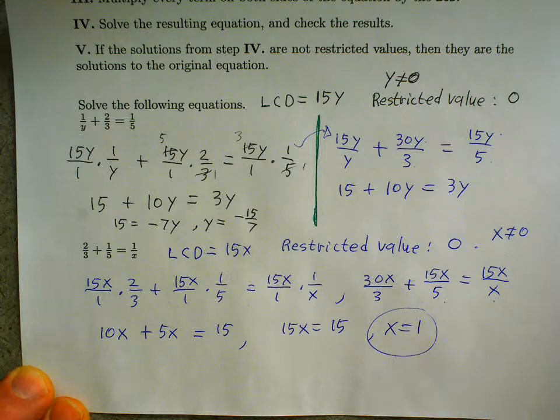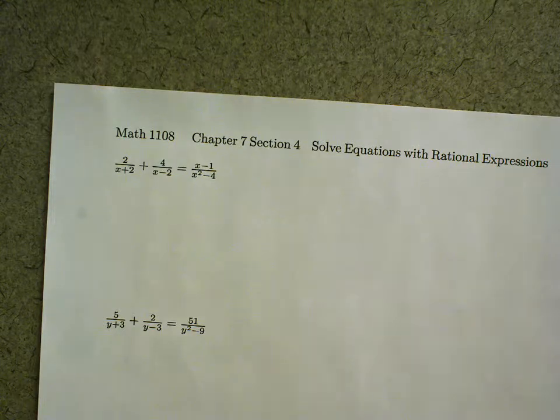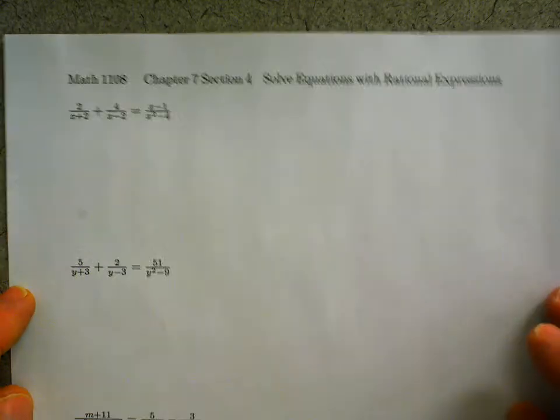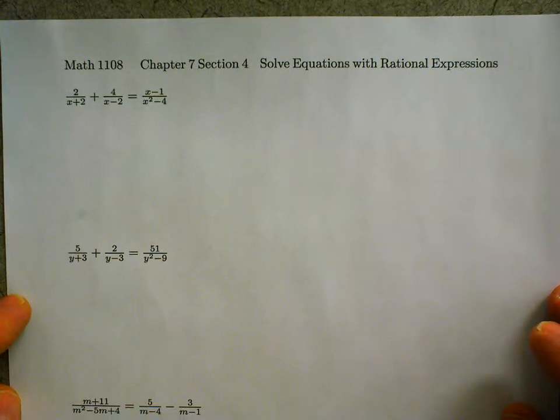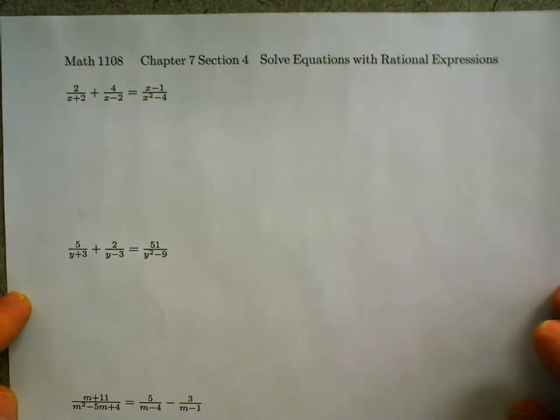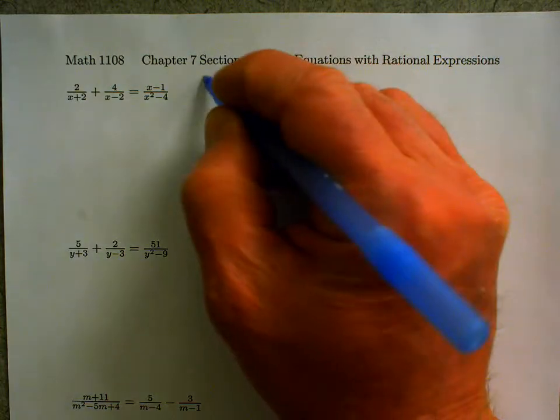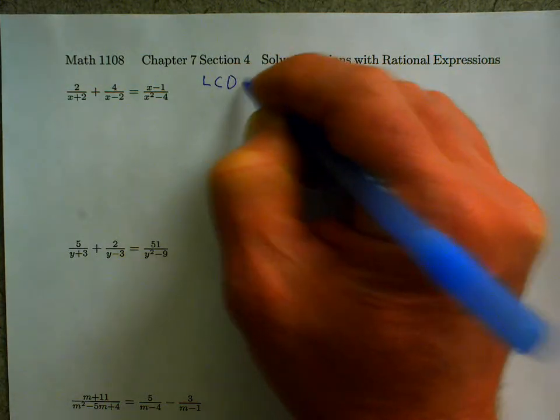Okay, let's move on to the next page. So this is a little more complicated. We have 2 over x plus 2 plus 4 over x minus 2 equals x minus 1 over x squared minus 4. Okay, what's the least common multiple of the denominators?